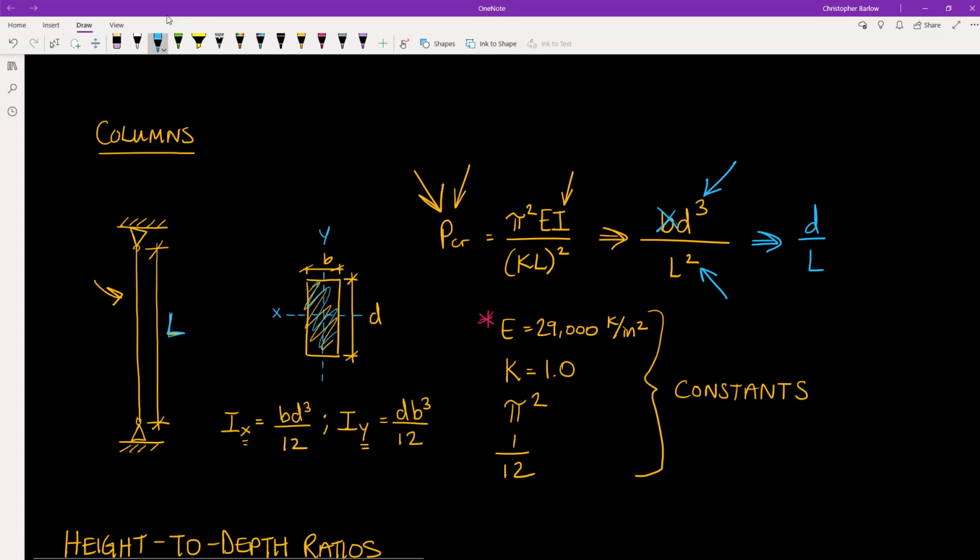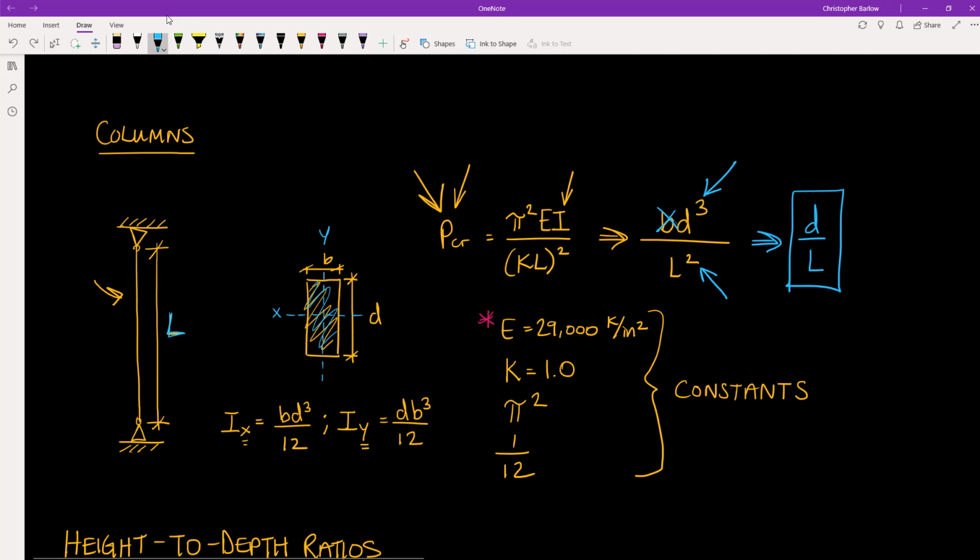That is, until the width becomes greater than the depth, and then our weak axis would change. But really, it's only these two variables that make an impact on the strength of our steel column. And so we can simplify further by looking at the depth of the member over its length. Looking at these two variables, this length number is typically what we're going to be given, and the depth is what we find.